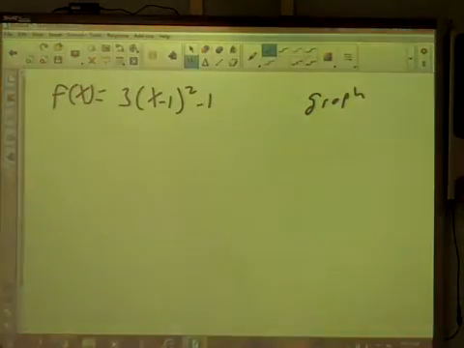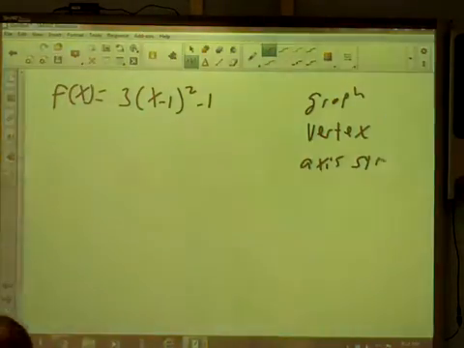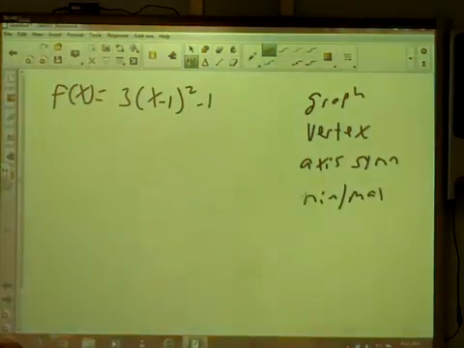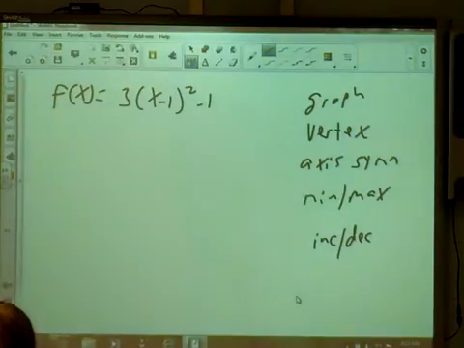Graph, label the vertex, axis of symmetry, min or max, and what is it? And we're also going to tell where it is increasing and decreasing. We had that on a worksheet and haven't talked a whole lot about it, so we'll discuss all that stuff now. And remember when we did this earlier in the unit, we also talked about domain and range, but we'll leave that off for right now.